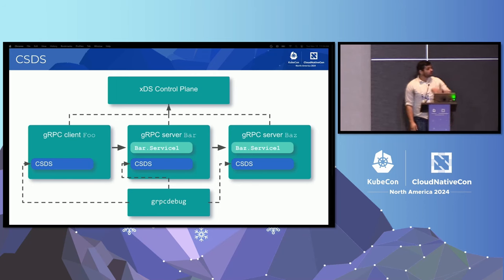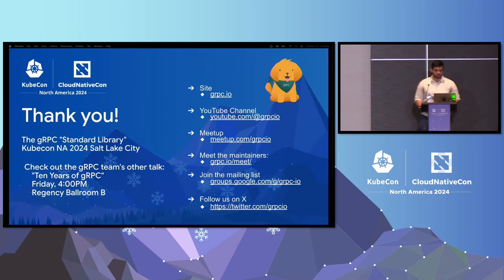So it's often useful to see exactly what the service mesh config that a gRPC client or server has received from the control plane, especially when things aren't working as expected. In these cases, you'll want your service mesh participating gRPC applications to export the CSDS service. The setup here looks very similar to channelz, so all of the same recommendations about deployment apply for CSDS as well. So that was a whirlwind tour of the gRPC standard services.